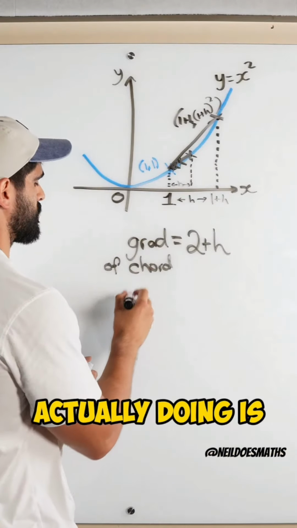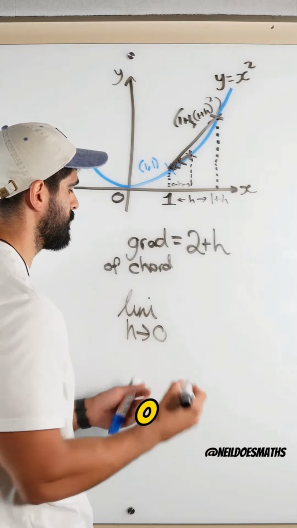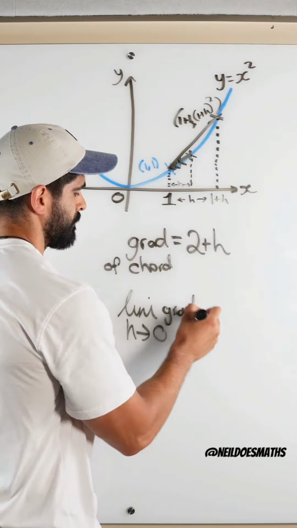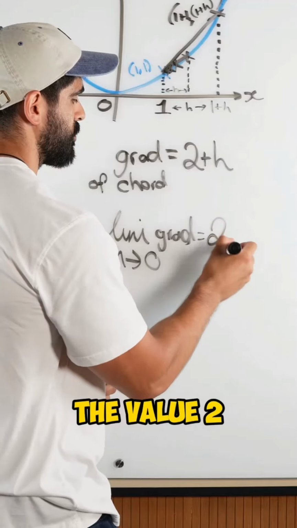So what we're actually doing is we call it a limit as h gets smaller towards 0 of the gradient, of this gradient. As h tends to 0, it goes towards the value 2. Nice.